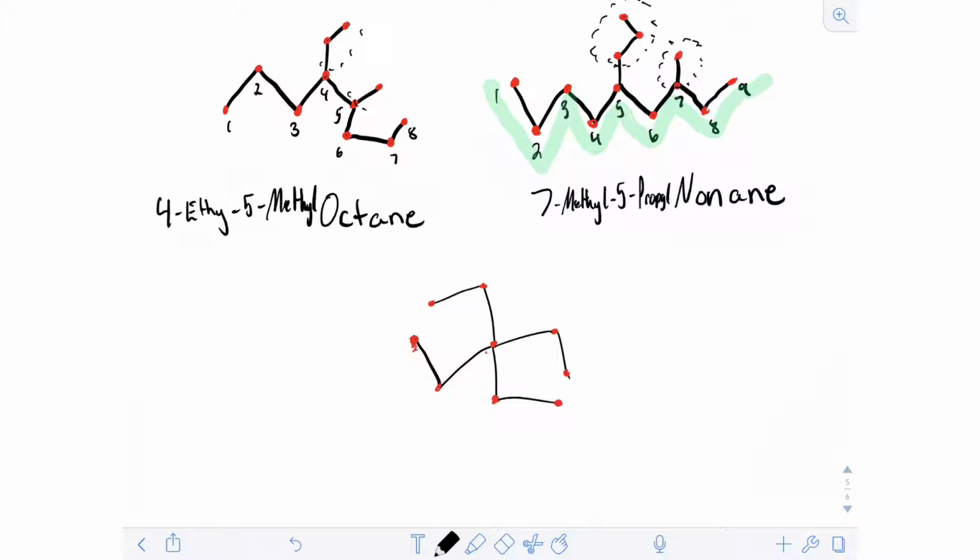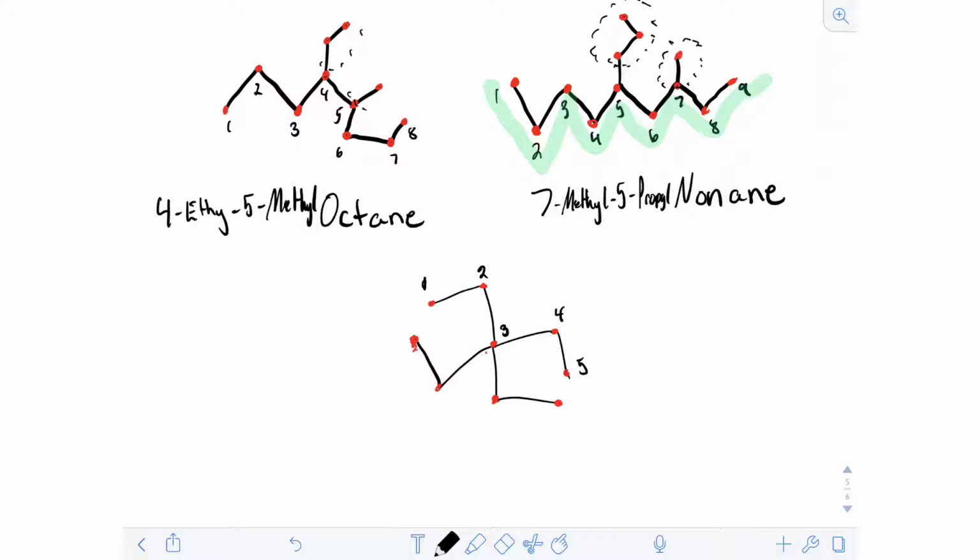So we're going to count these up. In this case, really, you can pick whichever chain you want as your parent chain. I'm just going to mark these down. 1, 2. Oh, skipped 4. Alright, so we got our 5 there.